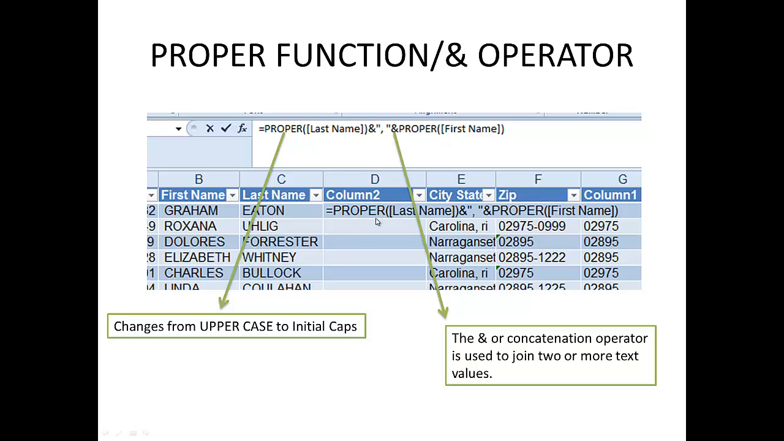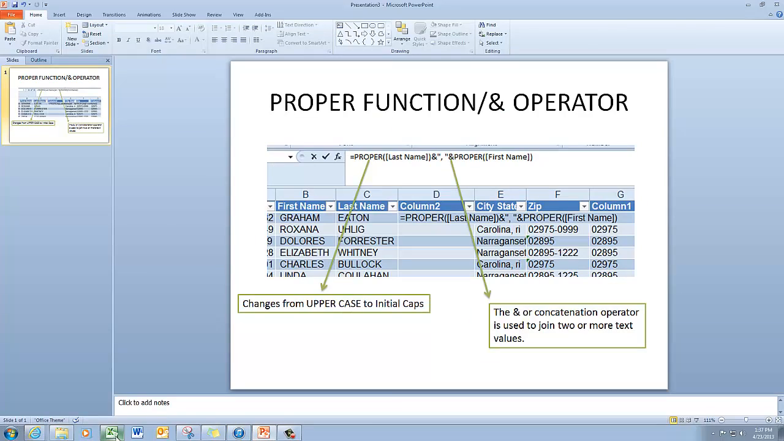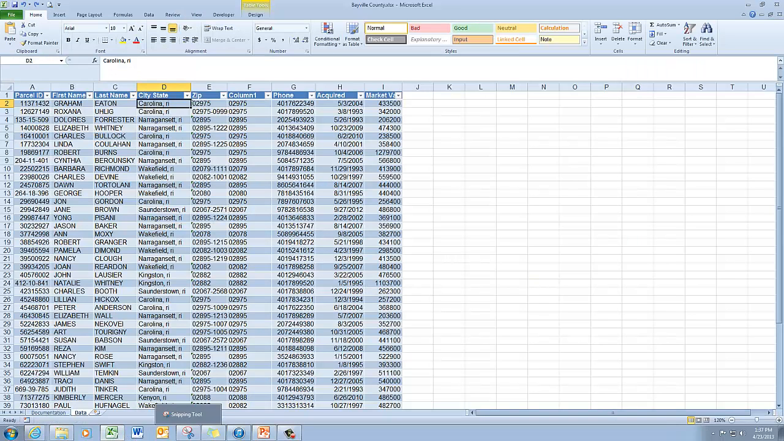Also, I'm using the proper functions here to change the names from uppercase to just initial caps. And the AND operator, or the concatenation operator, is used to join two or more text values. So I'm going to go ahead and switch over to my worksheet and demonstrate that.